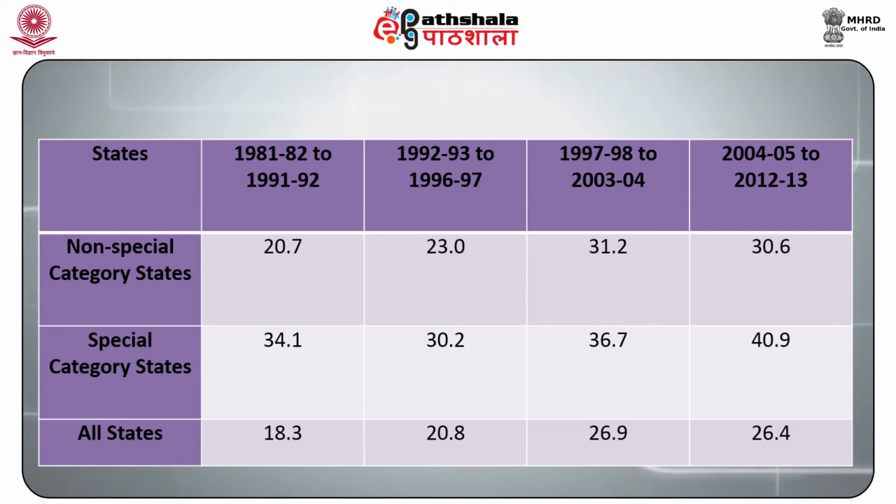We can also observe that the special category states have a much higher debt to GDP ratio, and it has been increasing ever since the period 1992-93 to 1996-97. At the disaggregated level, the states of Punjab, Bihar, West Bengal and Uttar Pradesh are the states having very high debt to GSDP ratio. For Punjab, it was 37.6% in 2013-14, while for the rest of the states, it was more than 40%.